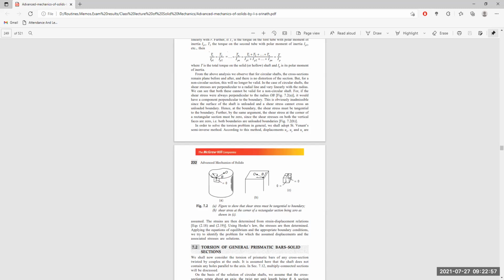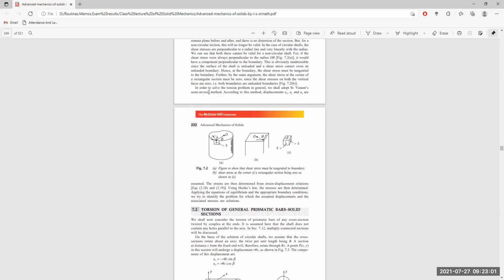And so for the general case, in order to solve the torsional problem, what we are supposed to do is adopt St. Venant's semi-inverse method. According to this method, the St. Venant semi-inverse method itself.